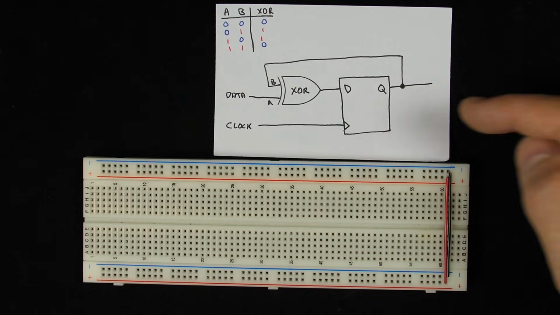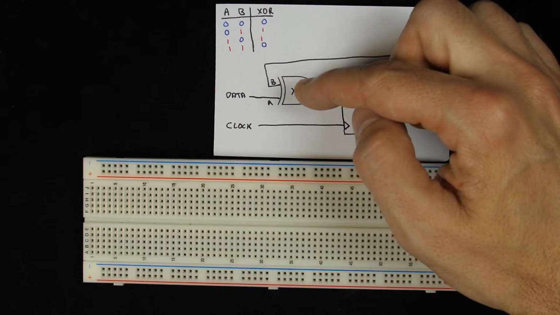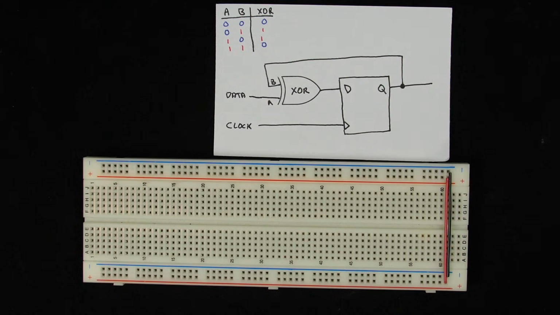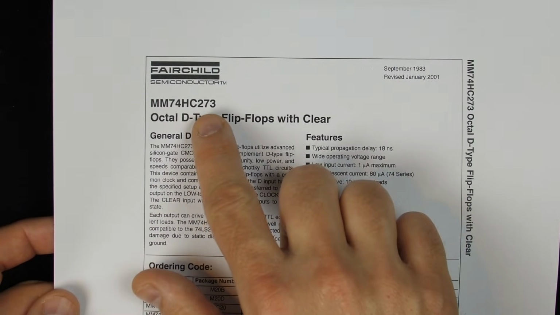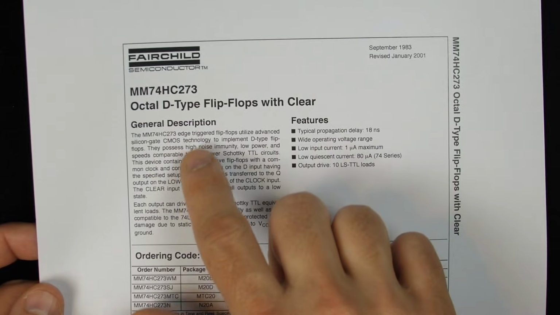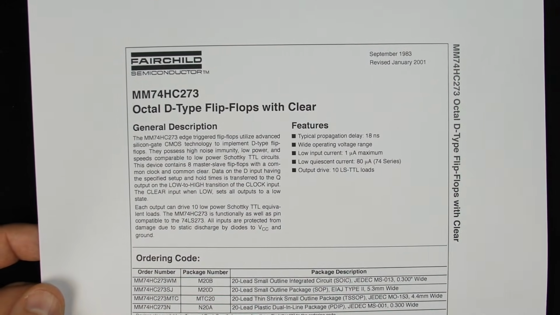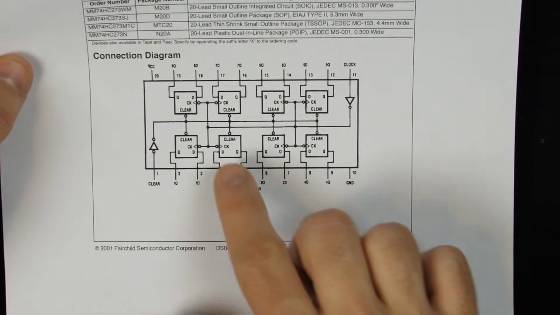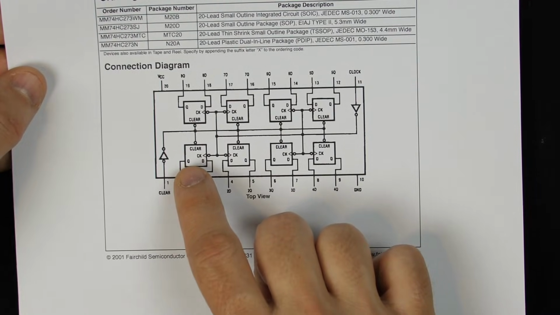So to build this circuit, we just need a D flip-flop and an XOR gate. And for the D flip-flops, there's lots of different chips you could use. I'm going to use the 74HC273, but there are a lot of other things you could use. Anything with a D flip-flop will probably be fine. This one has 8 D flip-flops, but we'll just be using one of them for now.